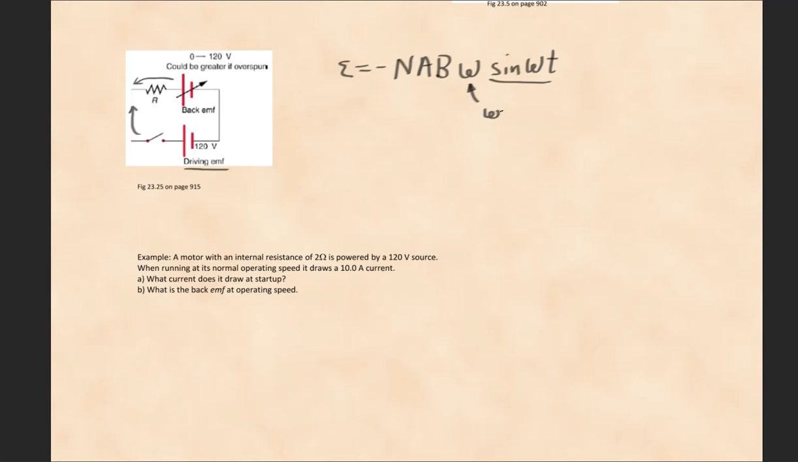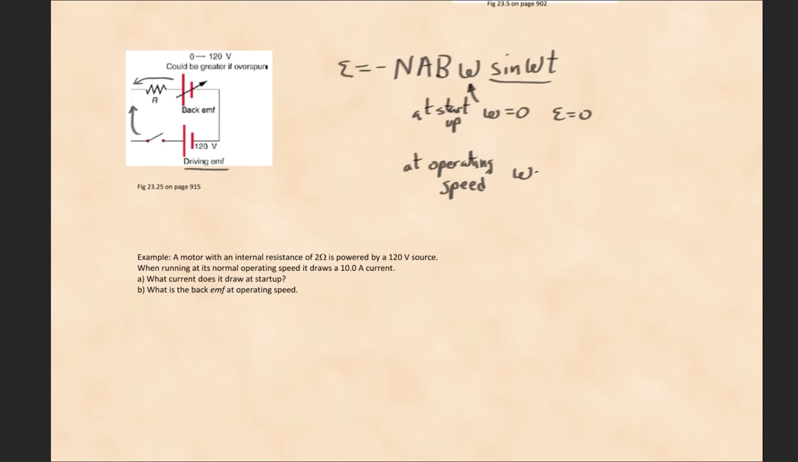So when omega is 0, meaning there's no rotation, so when the motor first starts, when we first plug it into the wall, there's no rotation, and so the EMF is 0. But eventually the motor starts turning, it speeds up, and it runs at some maximum value, what's called its operating speed. So this is at startup, and then we have at operating speed.